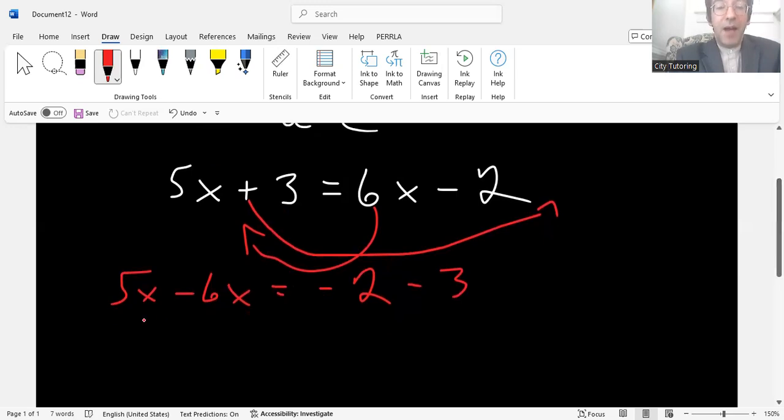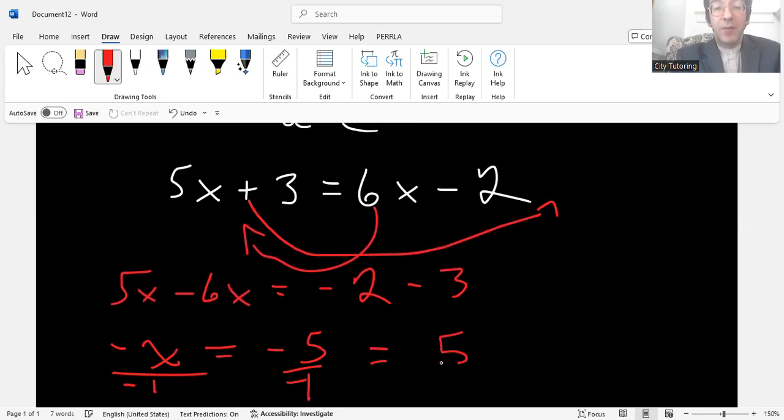So I now have 5x minus 6x. This gives me negative x equals negative 2 minus 3, which is negative 5. I have to now divide on both sides by negative 1, which gives me, well, this becomes positive x, so x is equal to 5. And of course, 5 times 5 is 25, minus 6 times 5. So 25 minus 30 gives you negative 5. So it would have checked out originally. But that's a lot of work, even though this is not the worst method.